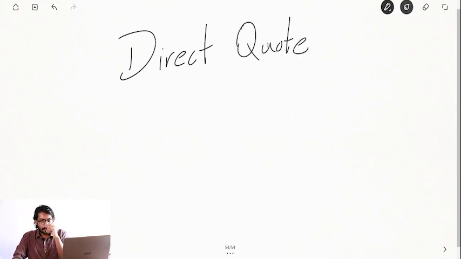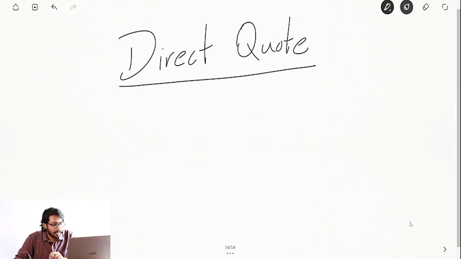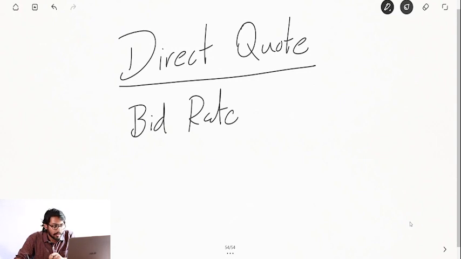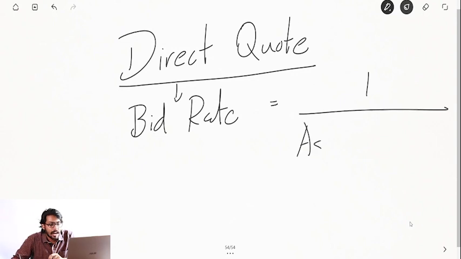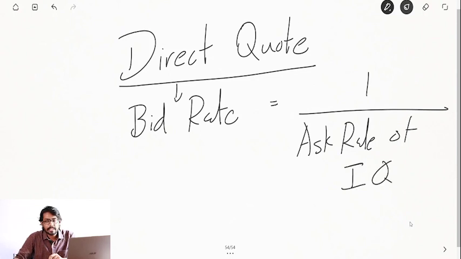Direct quote and indirect quote. Just pay attention. Just take care of this relationship. Bid rate of direct quote is equal to 1 by ask rate of indirect quote. That's the relationship.